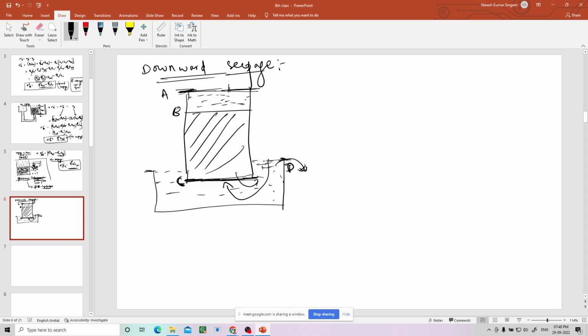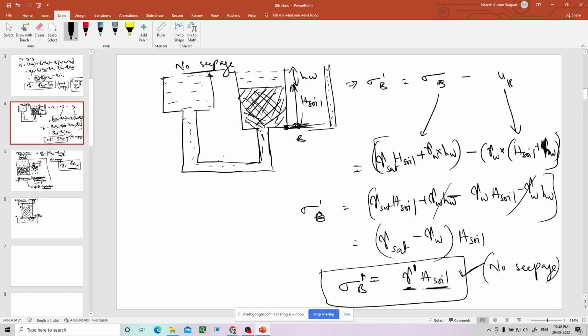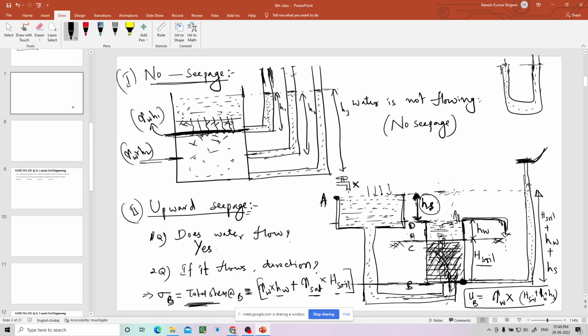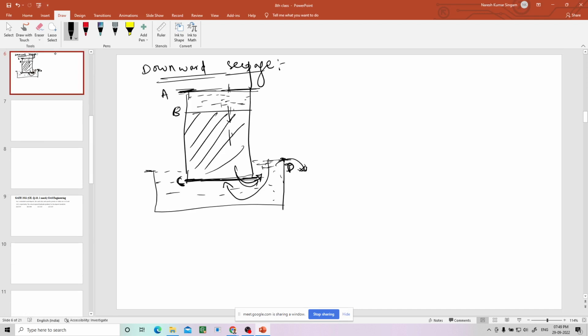Let us say this is D. D is below compared to A. Water should definitely flow from higher position to lower position. So water will flow like this only. Whereas in the previous diagram, water was flowing from B to C, from down to up, because water level is higher position there. Whereas at this point water is moving directly downward in the soil sample itself.